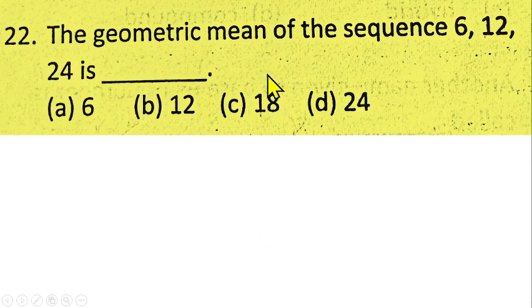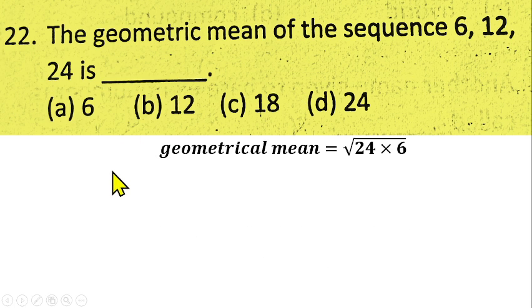Question number 22 is from sequence and series, in this case geometrical progression. We have to find the geometrical mean of the sequence 6, 12 and 24. So we have to find the geometrical mean of these 3 numbers, and that is gotten from the square root of the last number multiplied by the first number. So that should be √144, and that should give us 12, which is option B.